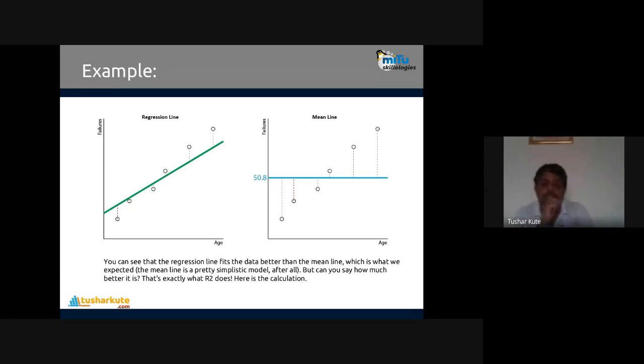you'll see graphically how it is calculated. Now, this is your model first here, and this is your mean line. Mean means a center line here. The mean of all the values is 50.8, for example. So you can see that the regression line fits the data better than the mean line. This is a baseline, and if you draw a horizontal line, it is not good. The mean line is a pretty simplistic model, but the much better one is what R2 does. See the calculations.